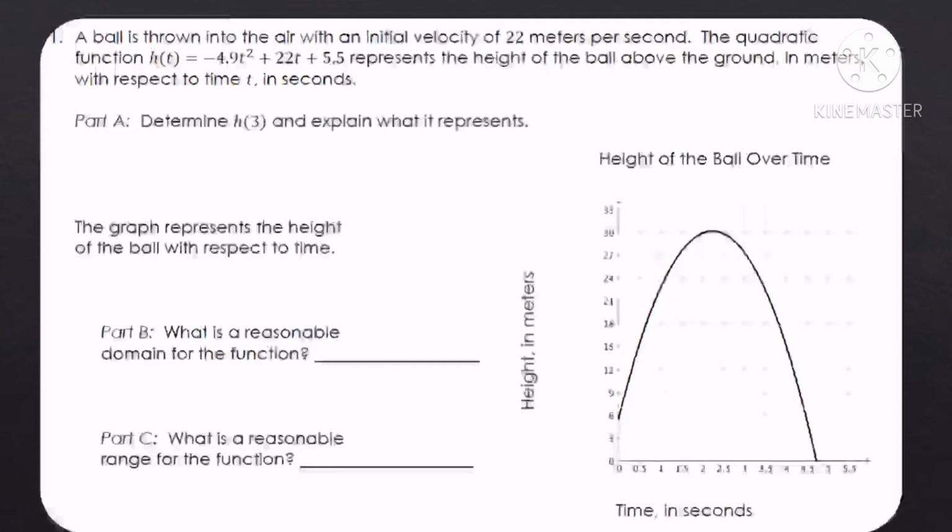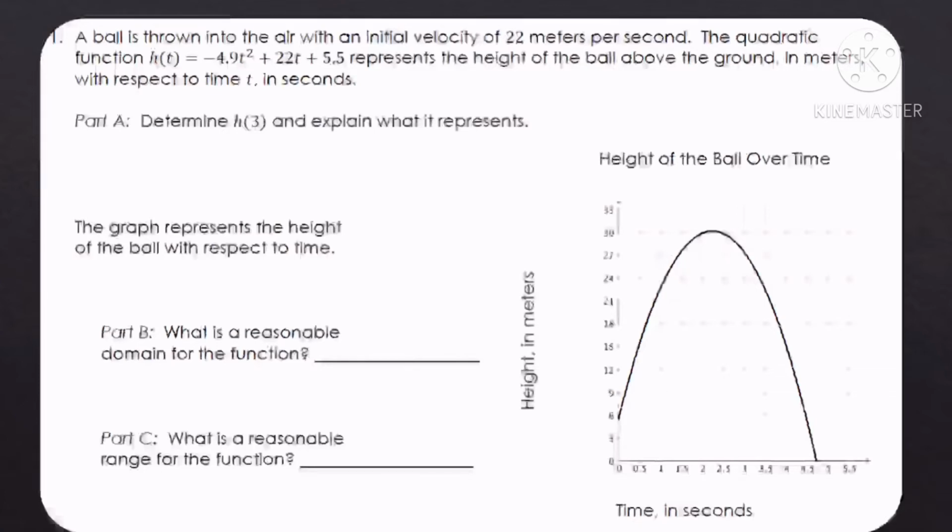So let's read this word problem. A ball is thrown into the air with an initial velocity of 22 meters per second. The quadratic function, and we're going to spend 2 whole sections on quadratics, represents the height of the ball above the ground in meters with respect to time. So once we have our time, we can predict our height. This is giving us our height given our time.